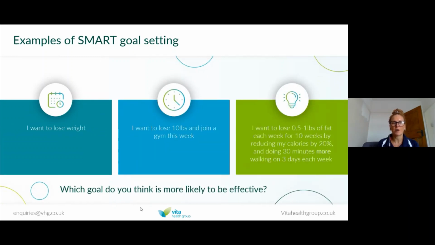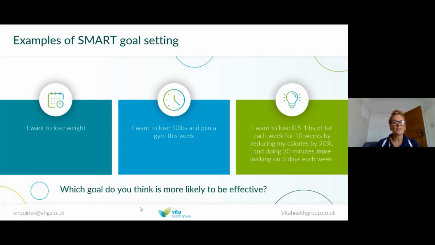Okay, so here's another example for you so you can look at it in a little more detail. So first of all, you've got "I want to lose weight." This is basically the same goal, but it's changed. You can see whether it's a bit more SMART or a bit more effective. So I want to lose weight. I want to lose 10 pounds and join a gym this week. And I want to lose between half a pound and a pound of fat each week for 10 weeks by reducing my calories by 20% and doing 30 minutes more walking on 3 days each week.